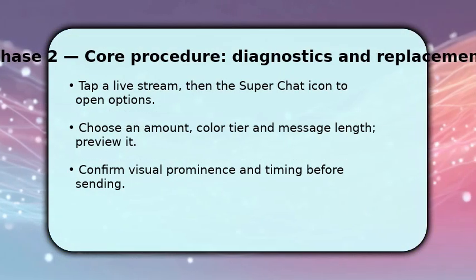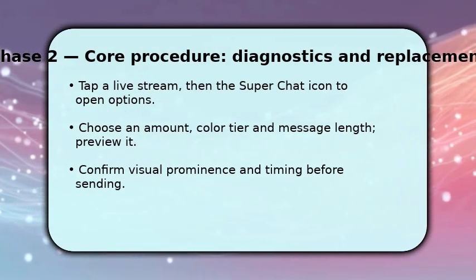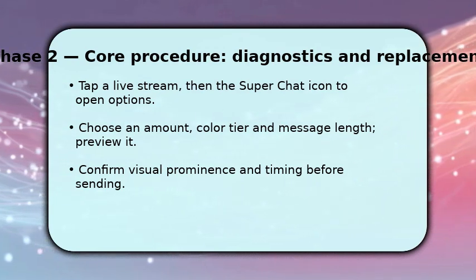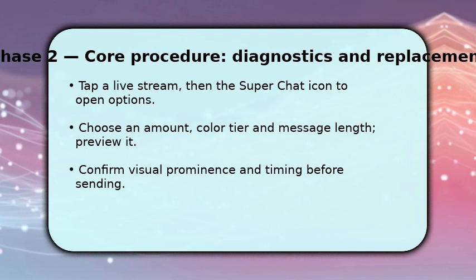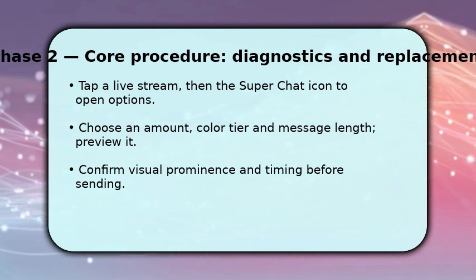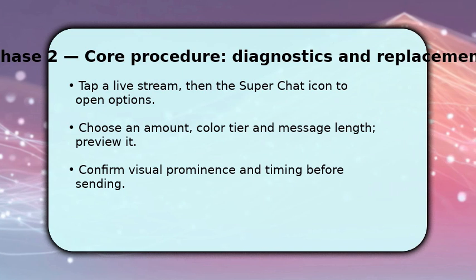You now craft the Super Chat itself. Select any active live stream and tap the Super Chat icon to open the purchase dialog. Choose an amount. The higher the value, the more prominent the color and duration. Use the preview to see placement.